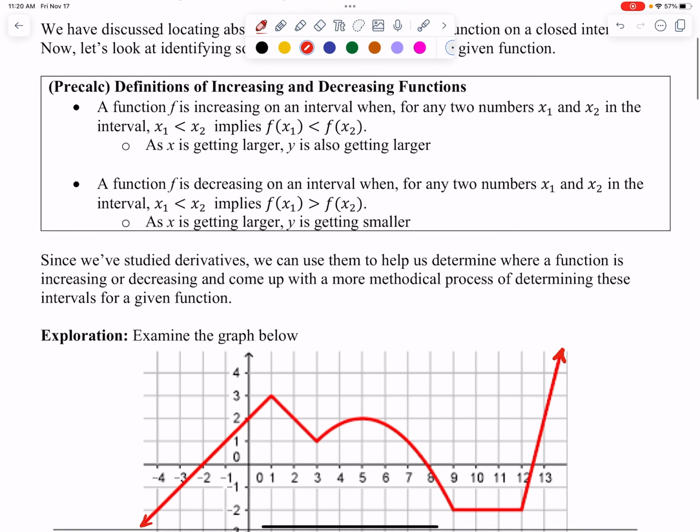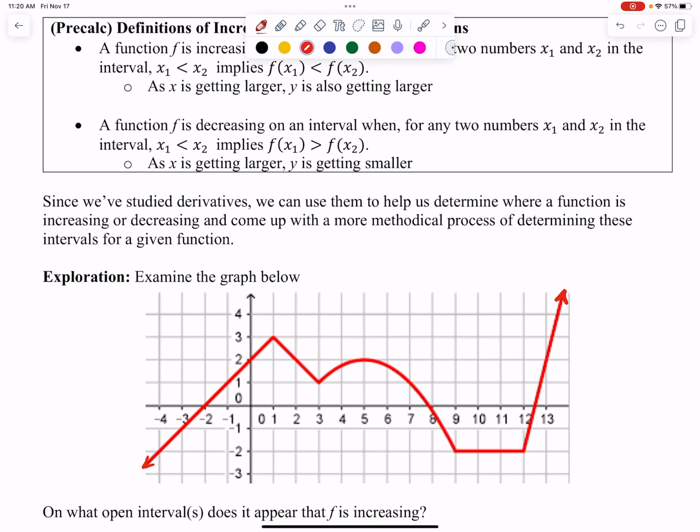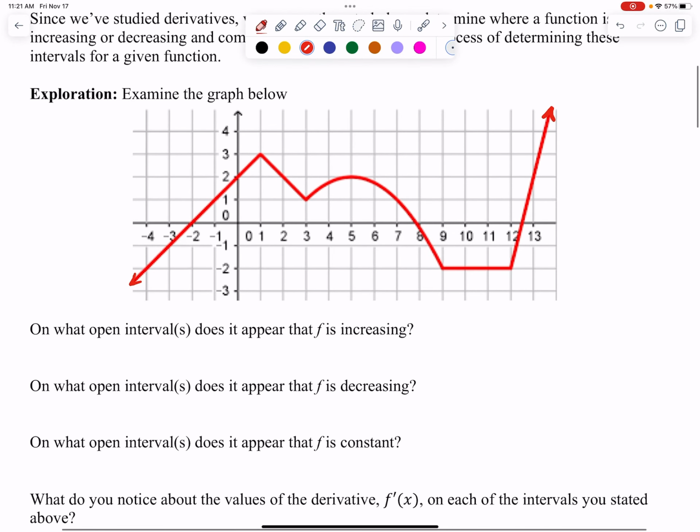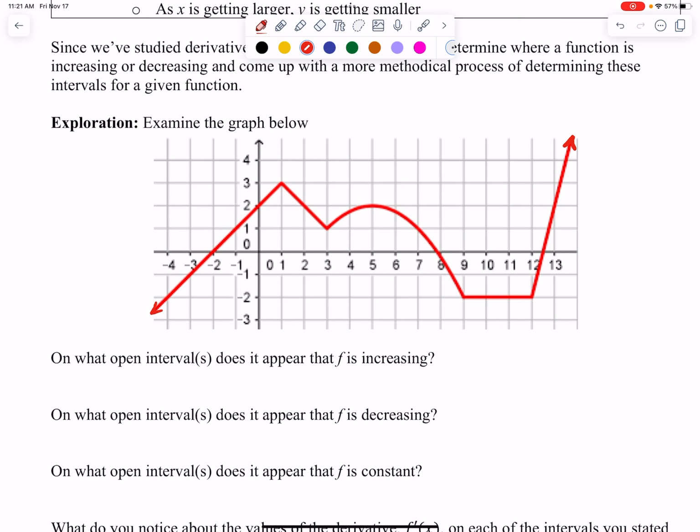Okay, so since we have studied derivatives, we can use them to help us determine where a function is increasing or decreasing and come up with a more methodical process of determining these intervals for a given function. But before we can get to that process, let's do this exploration where we're reading this graph that I've given you, and let's determine the open intervals where the function is increasing, decreasing, and constant. So you can pause the video right now and try that, and then we can compare answers in a second.